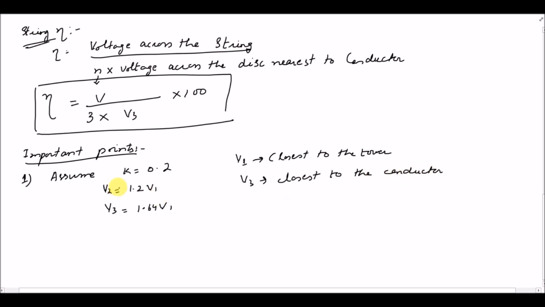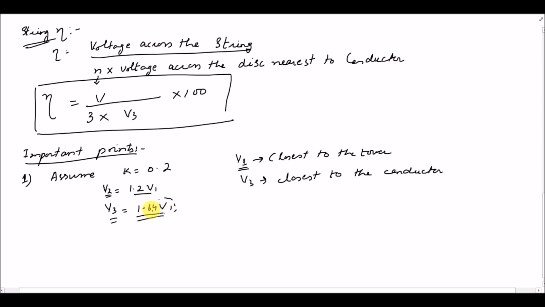So as we move away from the grounded tower and towards the conductor, the voltage stress over the insulator disc increases. Closer to the grounded tower we have voltage V1. For the second insulator disc, we have V2, which is equal to 1.2 V1, and for the third one, which is closest to the conductor, the voltage stress is highest, at 1.64 times the voltage across the first disc closest to the grounded tower.